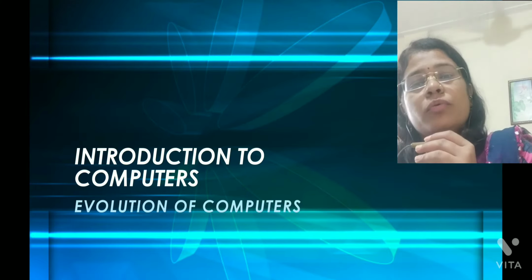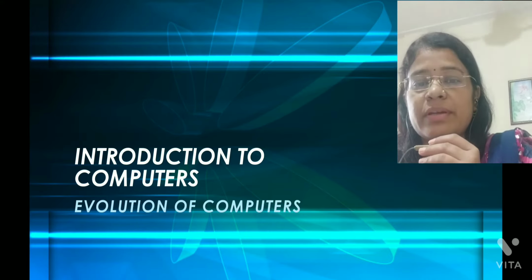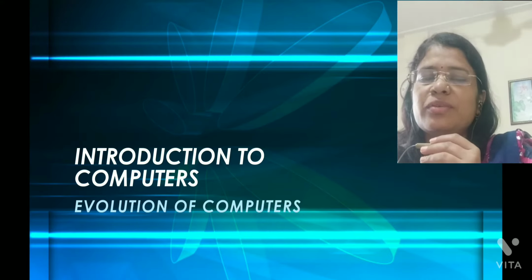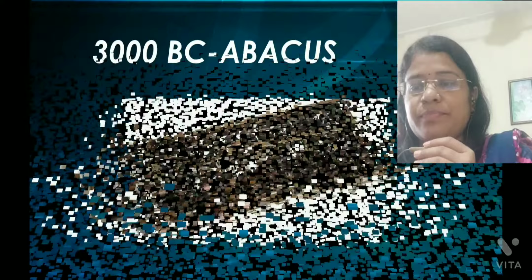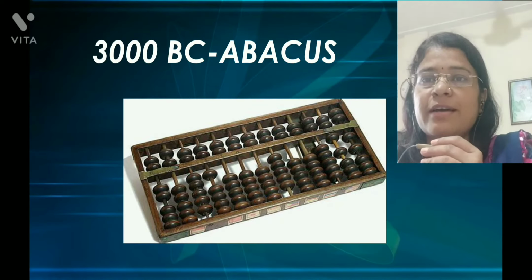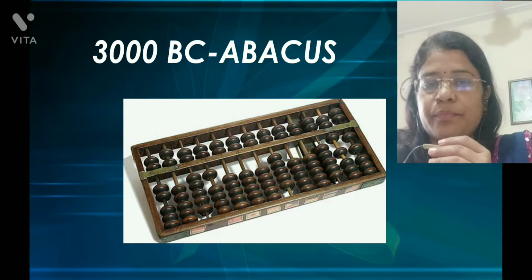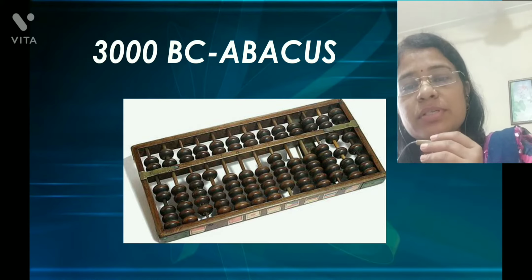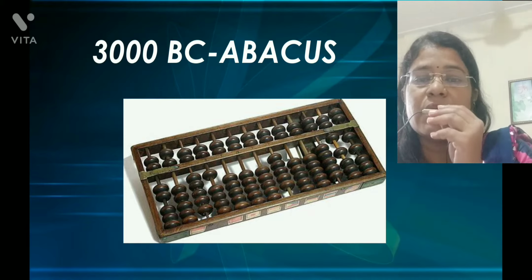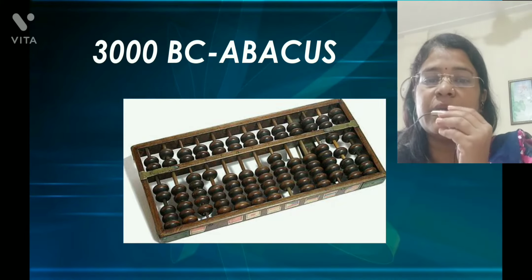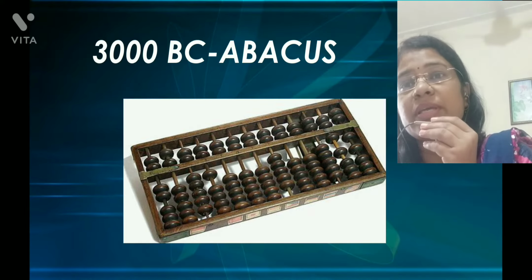Okay, so first of all, the first machine which was invented, you can say it as a machine, but actually it was not a machine, it was a mechanical device having two parts, earth and heaven. You might have seen the abacus. The 3000 BC abacus was the first mechanical device used for calculations, and it was developed in China.